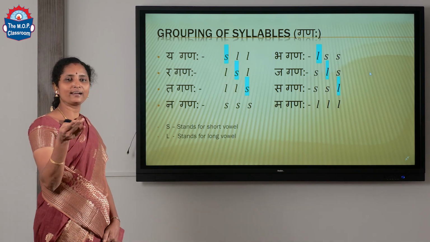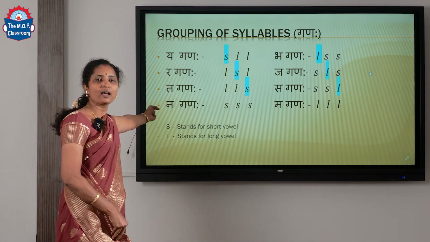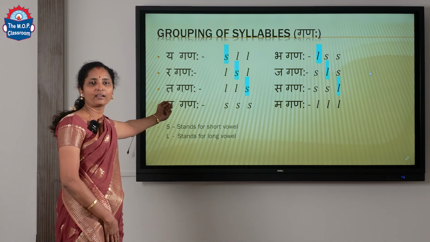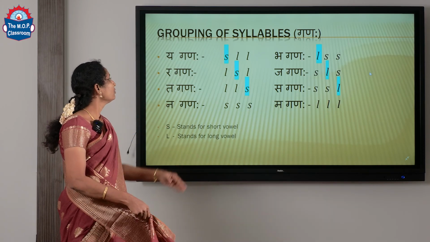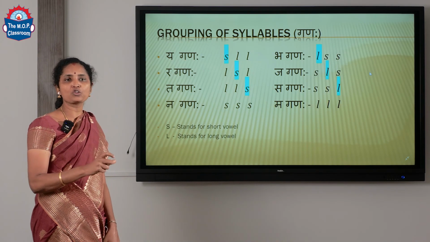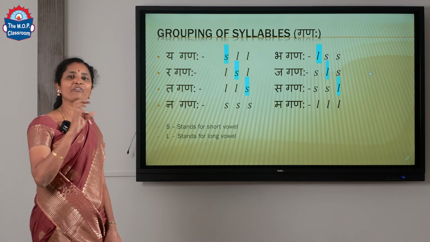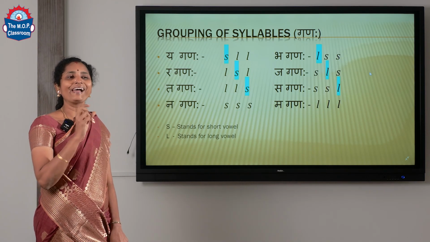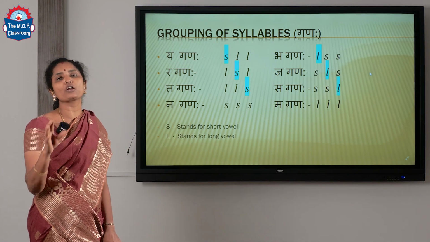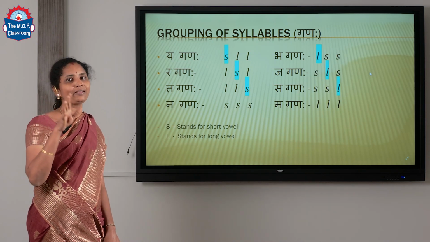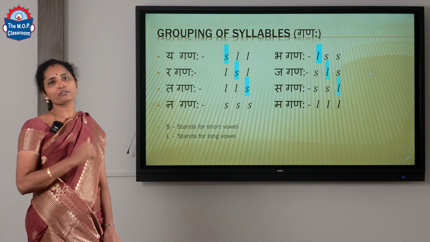You can see this grouping of syllables here. I said ya, ra, ta, va, ja, sa, na, ma. How many ganas, groups, are there? So, how to find the group? We said based on the grouping of the pada, you will find what group it belongs to, and if it is in a particular combination, you will name that meter. That is the purpose of grouping.